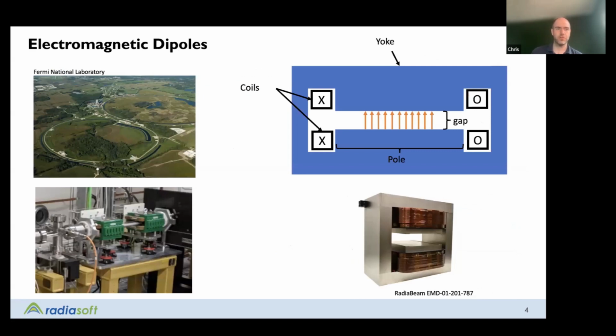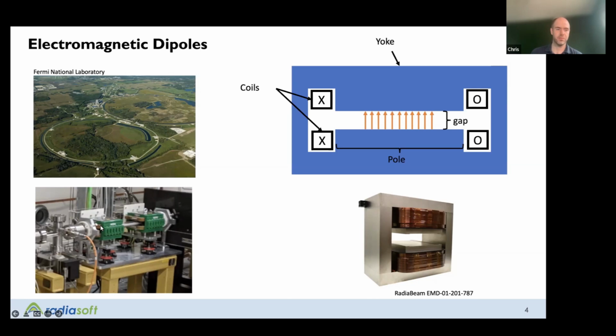So the example I'm going to run through today is that of an electromagnetic dipole commonly used in particle accelerators. And if you're not familiar with those, a couple of examples are illustrated on the left. These are commonly used as steering magnets. So for instance, at a ring, like at the Fermilab accelerator complex shown up here, the dipoles are spaced throughout this ring to keep steering the beam and keep it on this circular orbit.